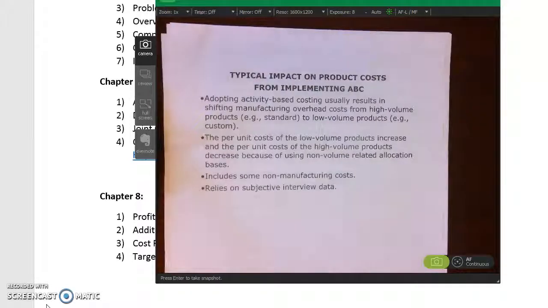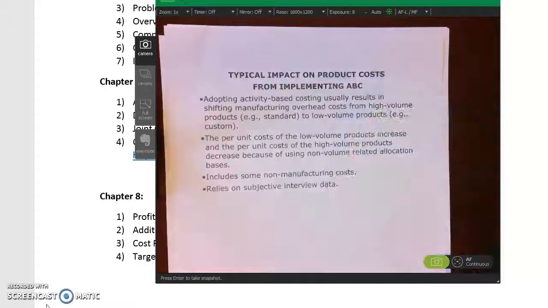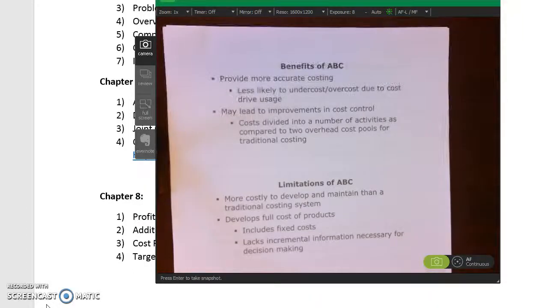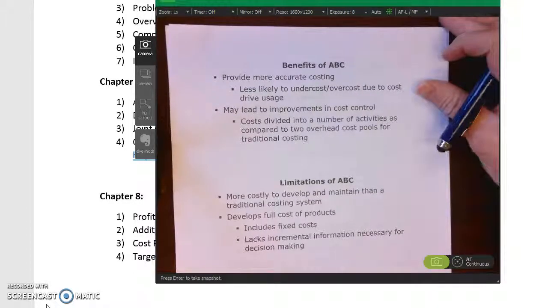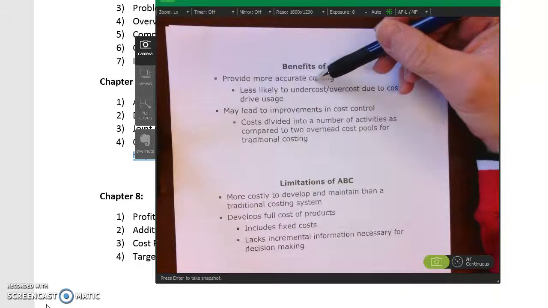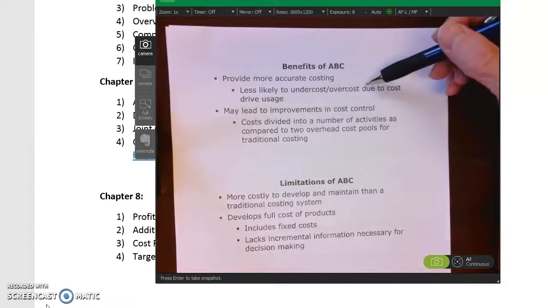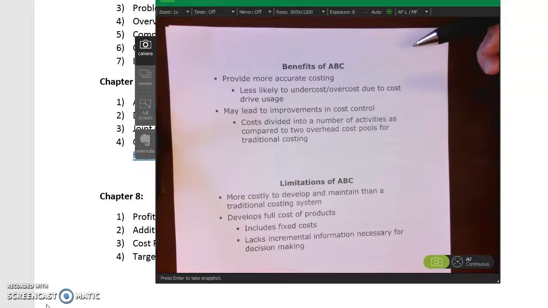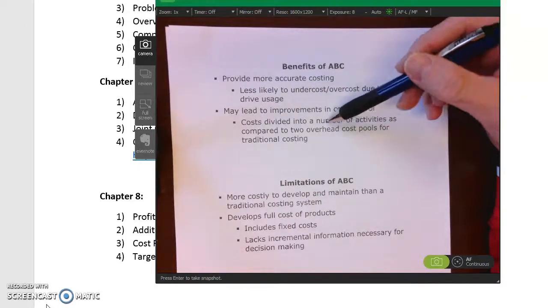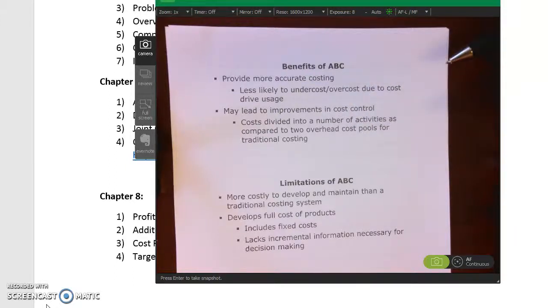Okay? The other thing is that it does include some period costs, and it does rely upon subjective data, which is one reason that auditors would be a little bit leery of using it for external financial reporting. Some benefits of ABC: it can provide more accurate costing, reduces that undercosting and overcosting due to volume-related allocation bases, and can lead to improvements in cost control. You have a finer level of detail of where your costs are coming from.